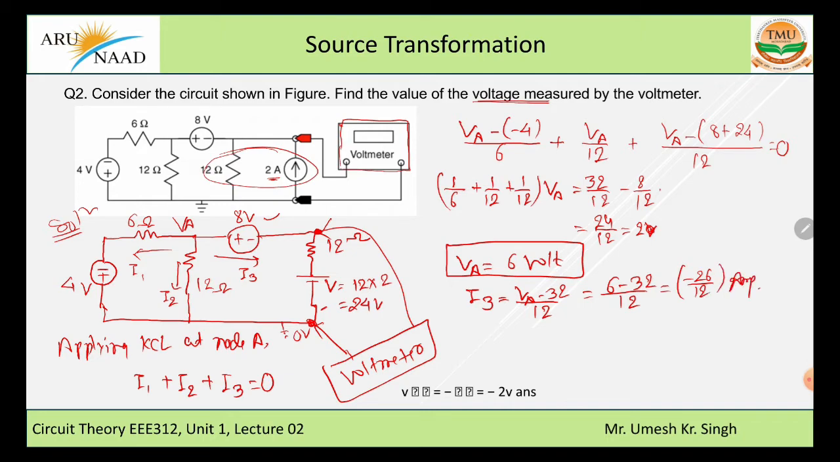You can also solve it this way: if we consider this point as x and y, then Vxy, applying the loop, we get 12 minus 26 upon 12 plus 24, that is minus 2 volt. The voltmeter measures only the magnitude, so it will show 2 volt, but you have to reverse the polarity to get the 2 volt, because reversing the connection means we are getting the negative voltage.